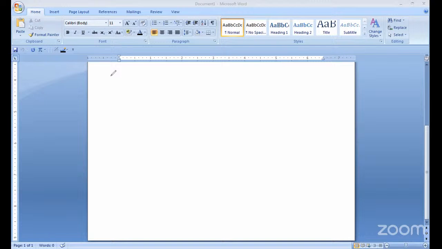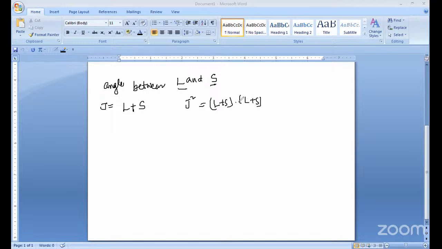The angle between L and S vectors we have to calculate here. We have J is equal to L plus S, that is nothing but the total angular momentum equals the combination of the orbital angular momentum and spin angular momentum. Therefore we can write J square as L plus S into L plus S. So J square is equal to L square plus S square plus 2L dot S.